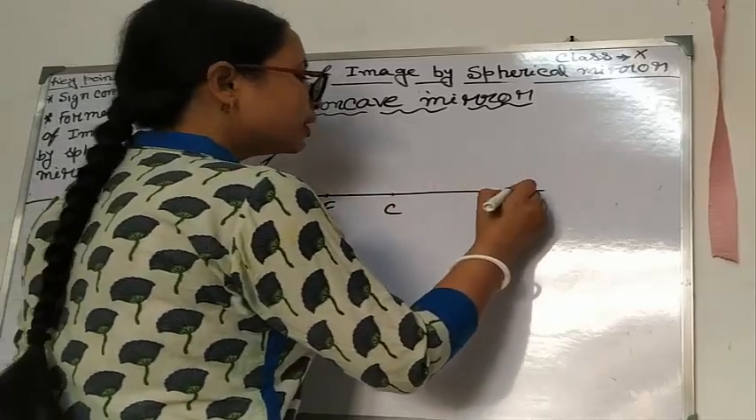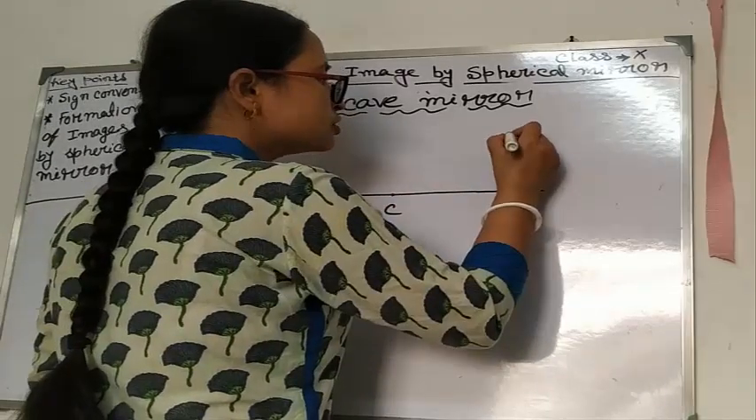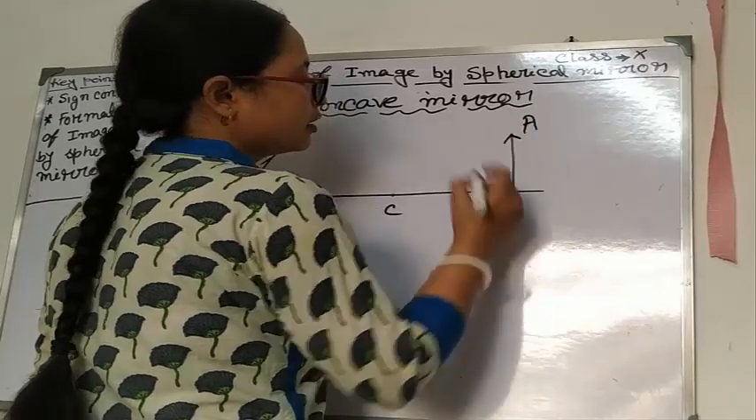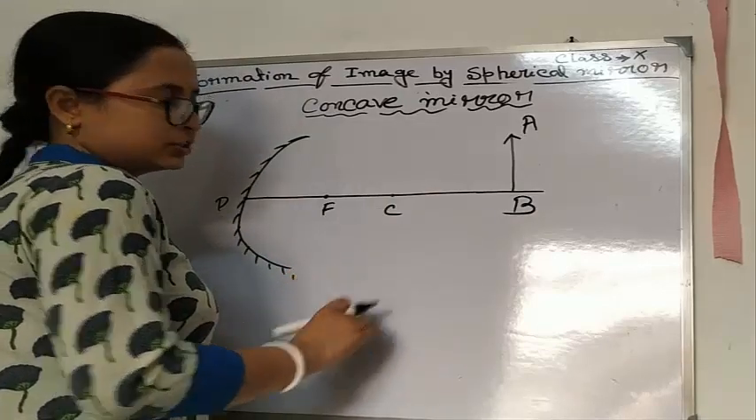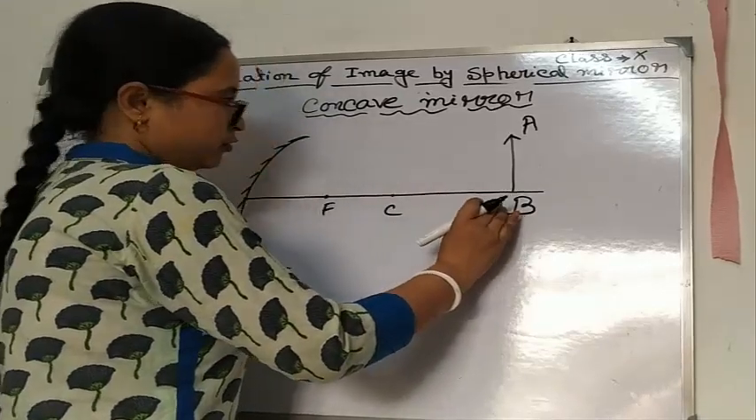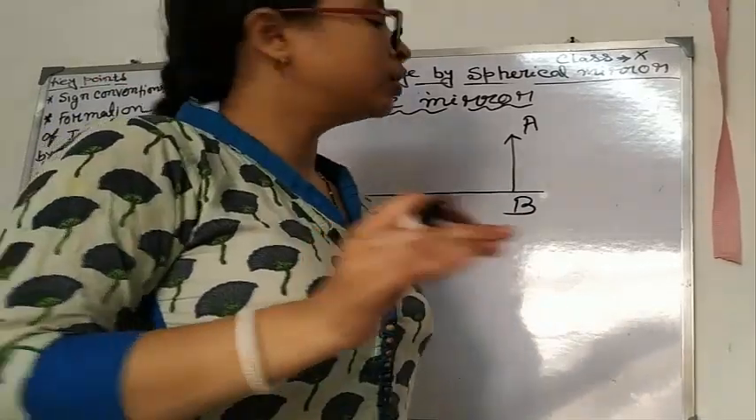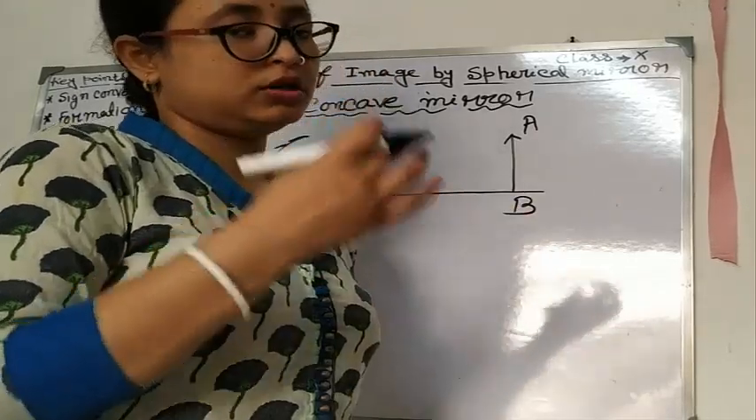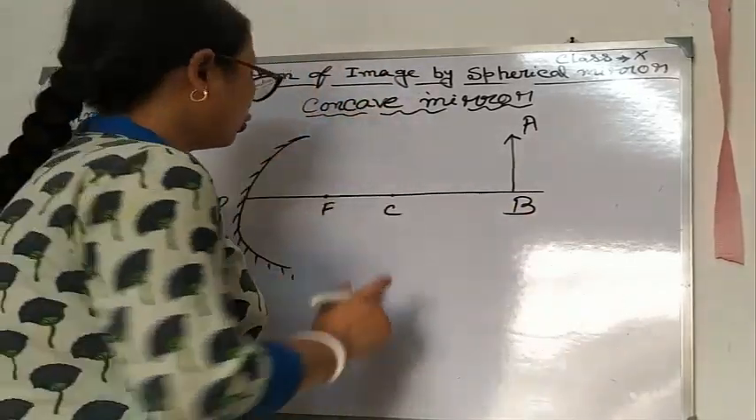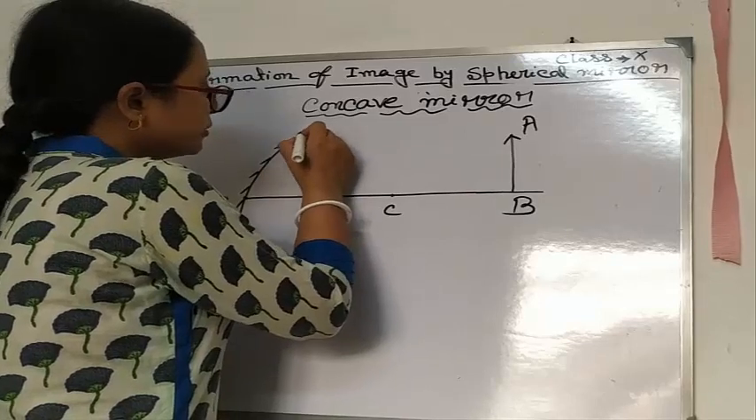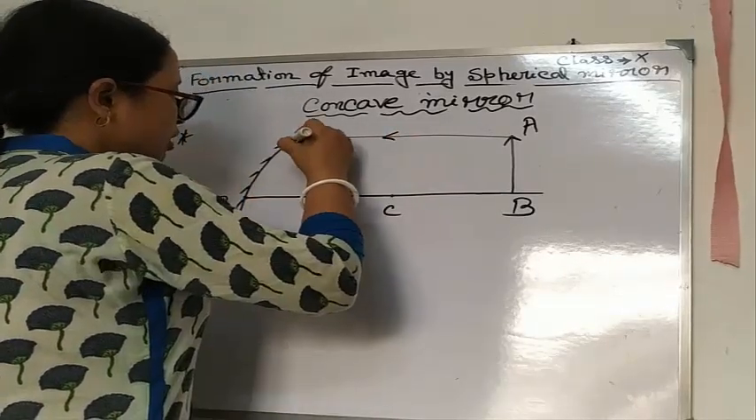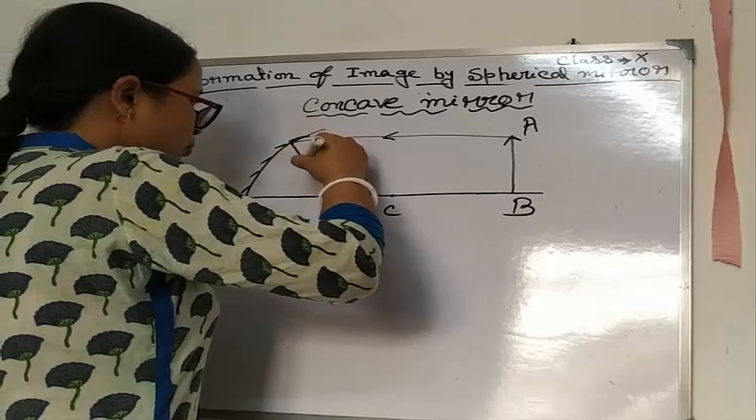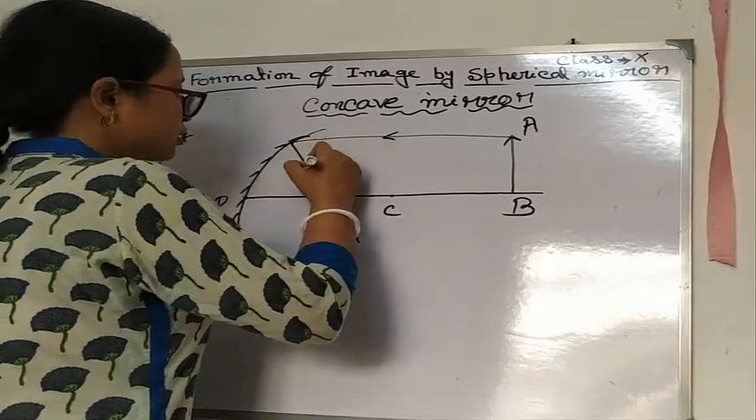Now suppose this is the object, and it is beyond the center of curvature, that means away from the center of curvature. Whenever you want to obtain the image, you have to draw two rays always. One is the parallel ray. If it is parallel, what happens? It will pass through the focal point after reflection.